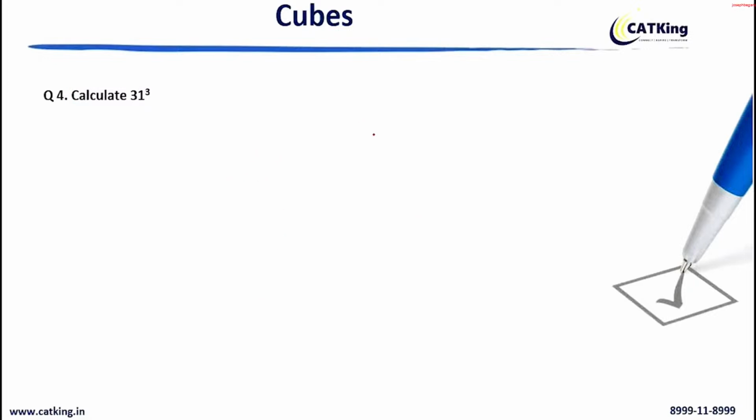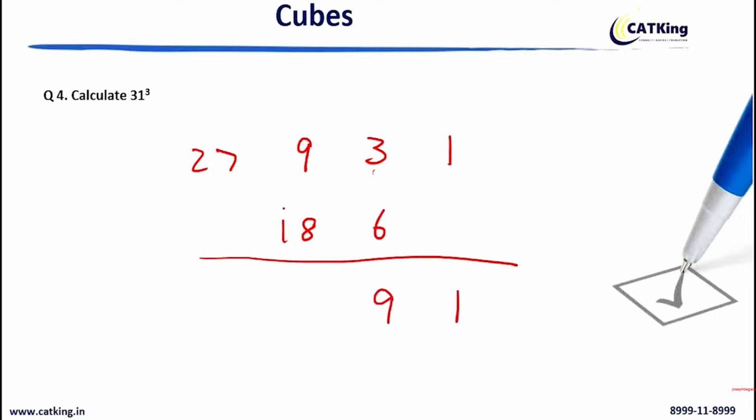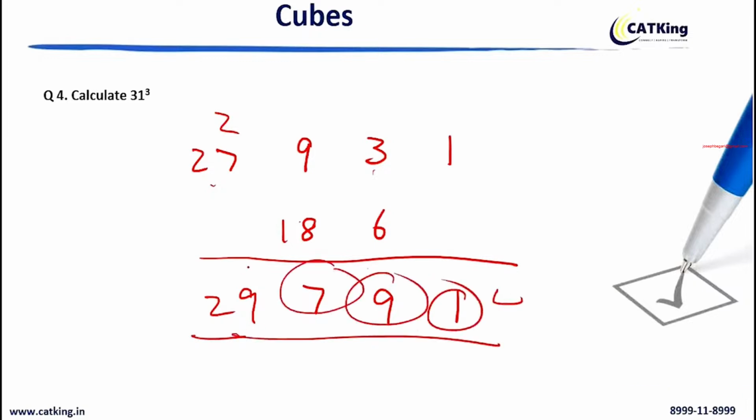31 cube. Write 31 down. 3 square 9. 3 cube 27. 3 twos are 6. 9 twos are 18. Add it. 1. 3 plus 6, 9. 18 plus 8 is 27. Only 7 can come here. 2 will get carried over. 27 plus 2 is 29. That is your answer, guys. So in these only a single digit will come, and in these 2 digits can come.